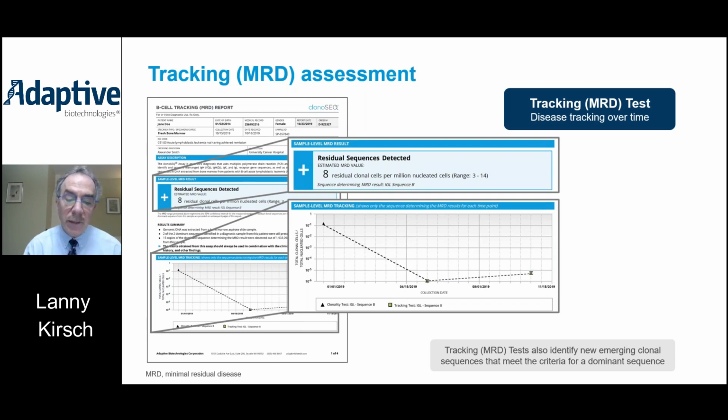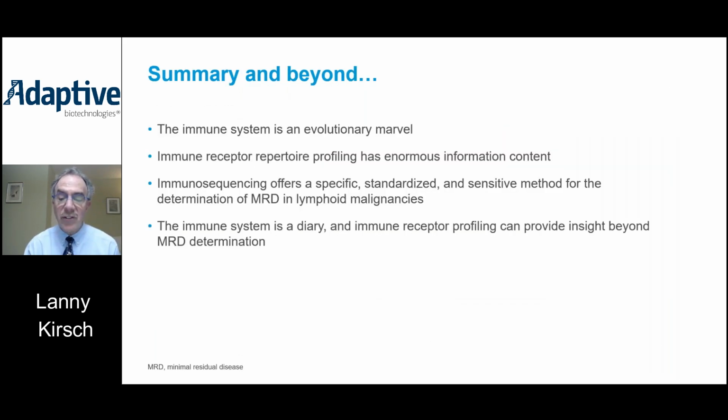So let me review. The strength of this platform all stems from the fact that the immune system is an evolutionary marvel. Immune receptor repertoire profiling has enormous information content. Immunosequencing offers a specific, standardized, and sensitive method for the determination of MRD in lymphoid malignancies.